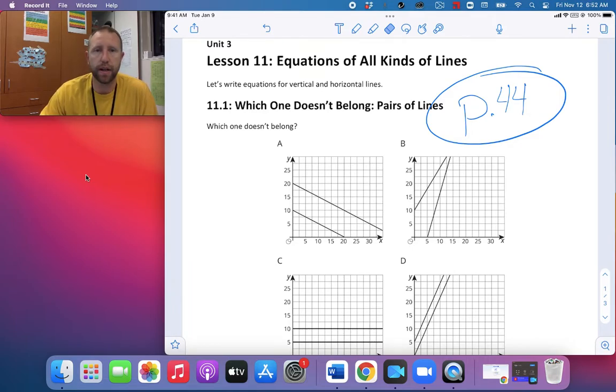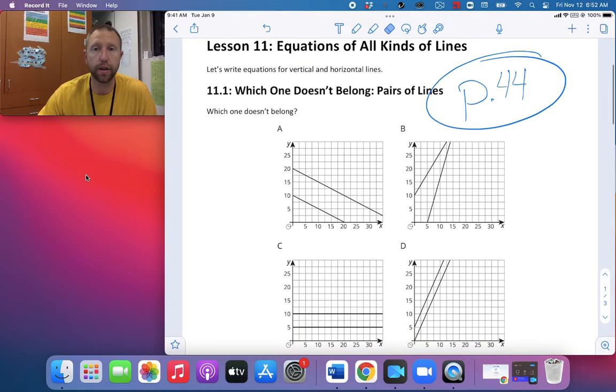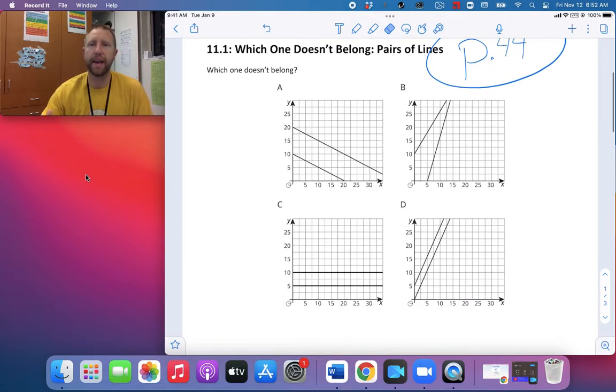And for the starter activity, it's a which one doesn't belong. So we're going to do this one a little different. What I want you to do is pause the video, and I want you to try to come up with a reason why each graph doesn't belong. Okay? I know normally we just pick one here. I want you to take a minute, pause the video right now, and see if you can come up with a reason why each graph doesn't belong. Go.